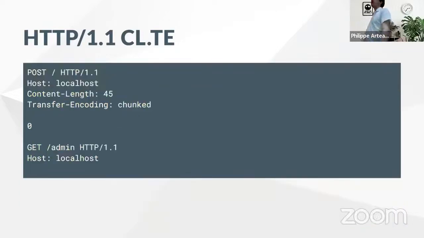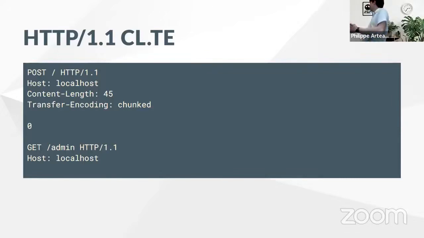The thing is, what happens if a malicious actor sends a request with both Content-Length and Transfer-Encoding? The RFC says that you should always use Transfer-Encoding, but some proxies didn't honor this.